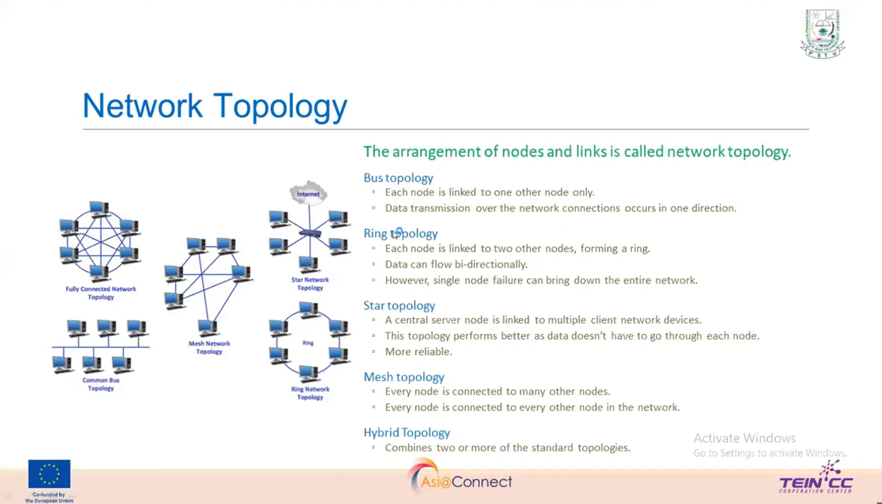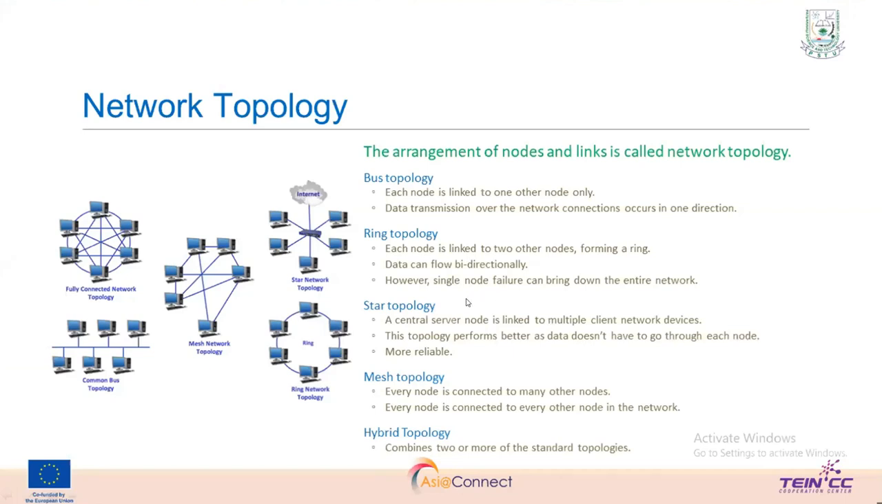The second category is ring topology. In ring topology, there is a circular way of connecting devices, which means the common line will be a circular line, and the nodes or computing devices will get the connection from that circular line. So each node is linked to two other nodes, forming a ring. Data can flow bidirectionally. However, a single node failure can bring down the entire network. So if this line is cut off, this computer is also able to communicate via the other line. This is much more beneficial than the bus topology.